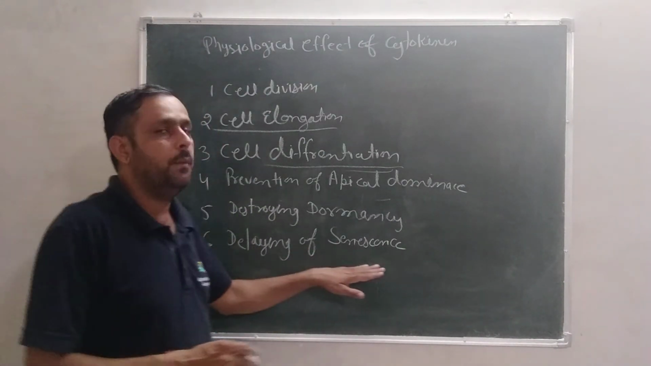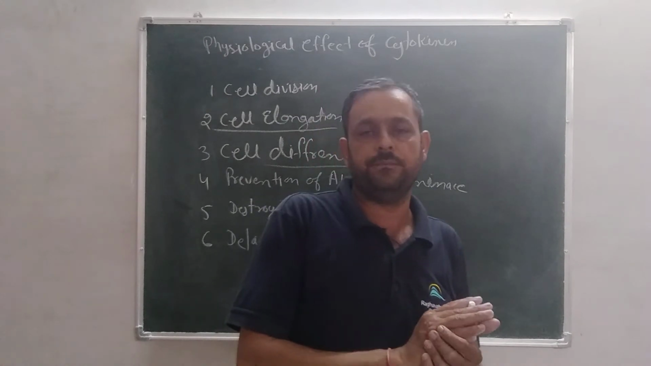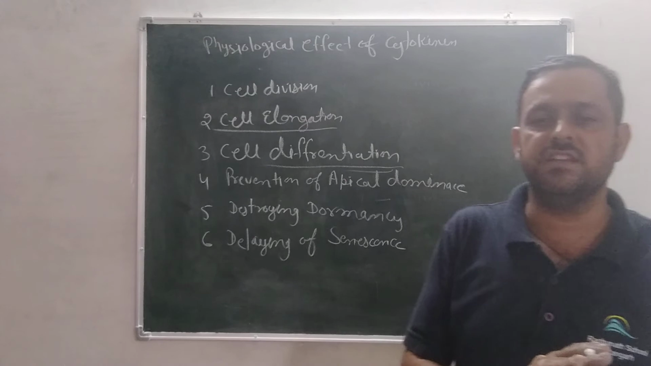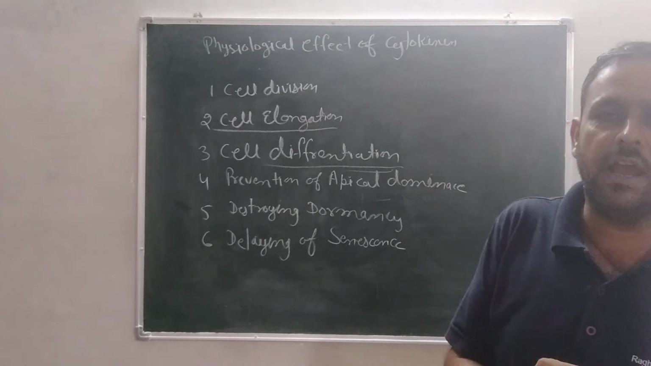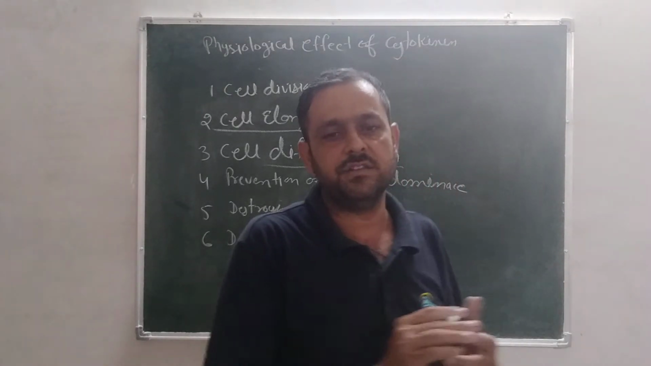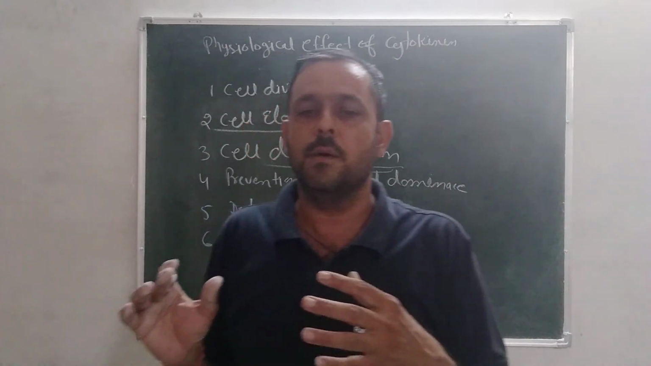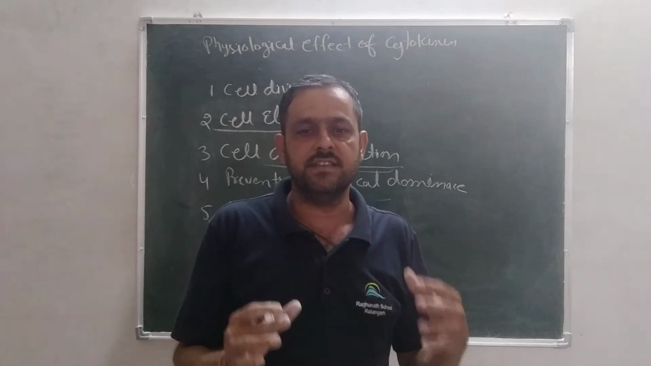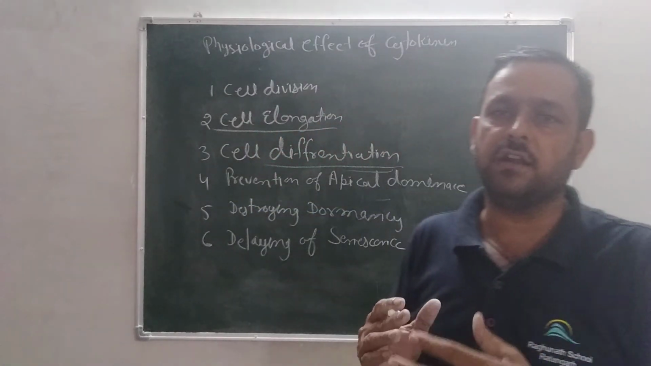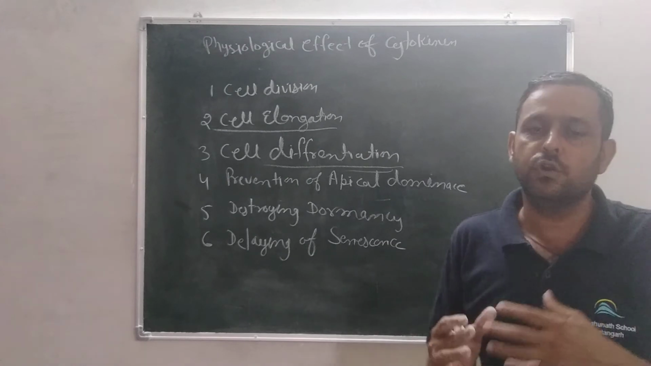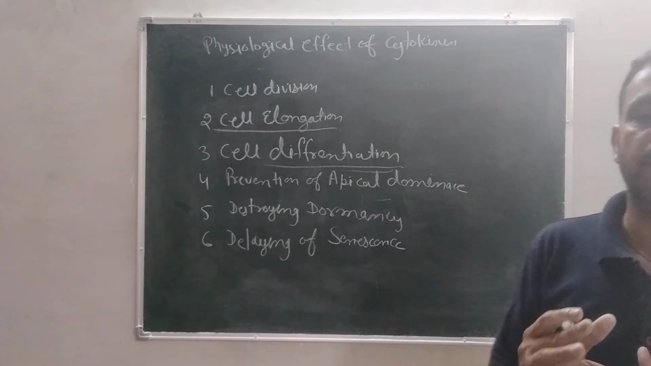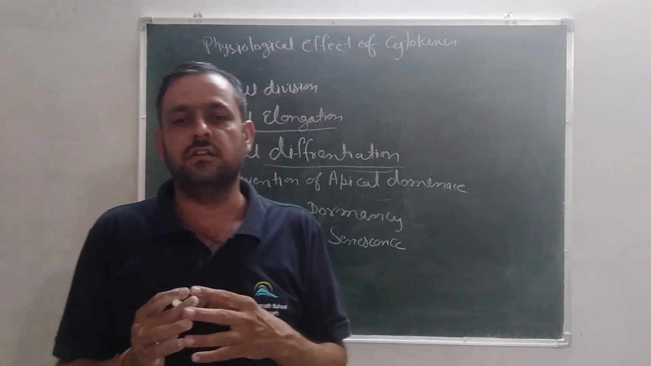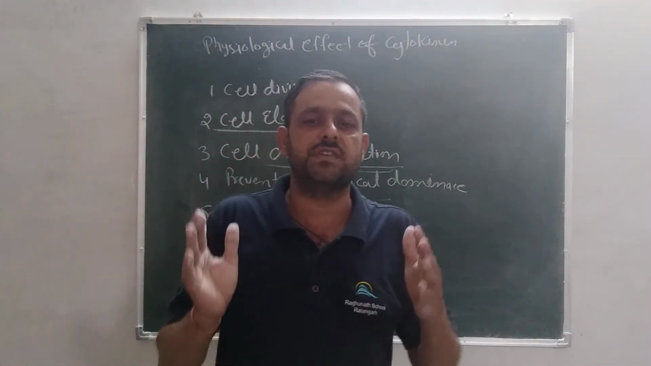And last, delaying of senescence. Senescence means the period from old age till death. So cytokinin prevents senescence in plants. Generally, decomposition of protein, nucleic acid, etc. starts before senescence in leaves, but due to the effect of cytokinin, their decomposition slows down, and hence senescence is delayed.